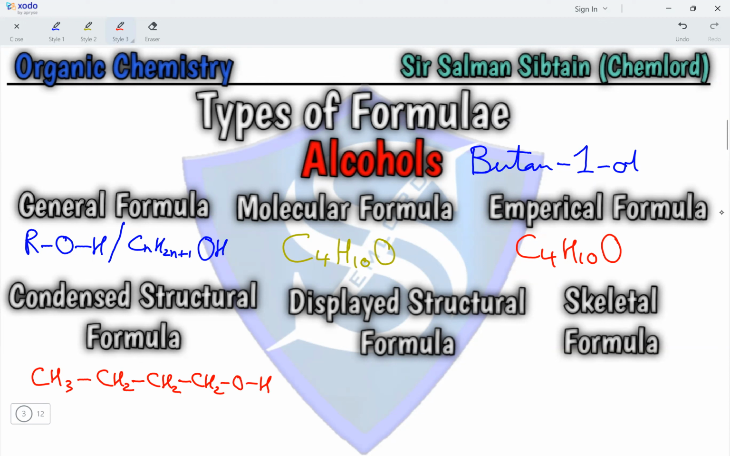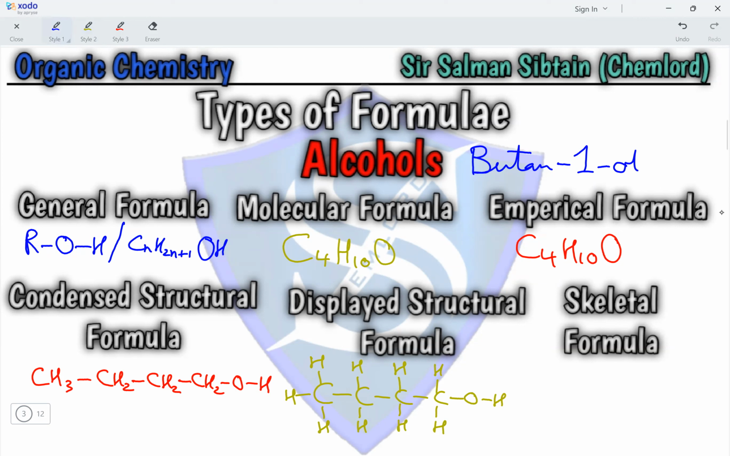So this is the condensed structural formula of butan-1-ol. Now, in order to display this formula, we would make a carbon chain having 4 carbon atoms followed by an OH group. And on all the remaining positions on the carbon atoms, a hydrogen atom would be present, with 3 hydrogen atoms present at the end and 2 hydrogen atoms present on carbon atoms in the middle of the chain. So this is the displayed structural formula of butan-1-ol.